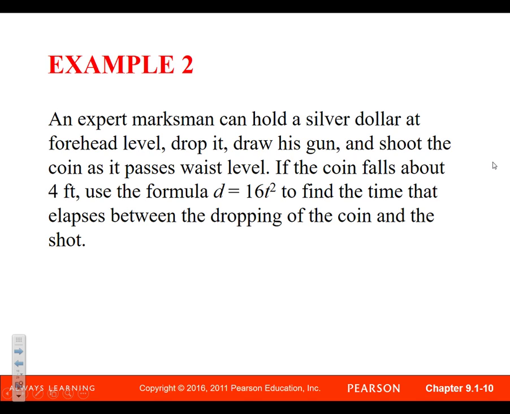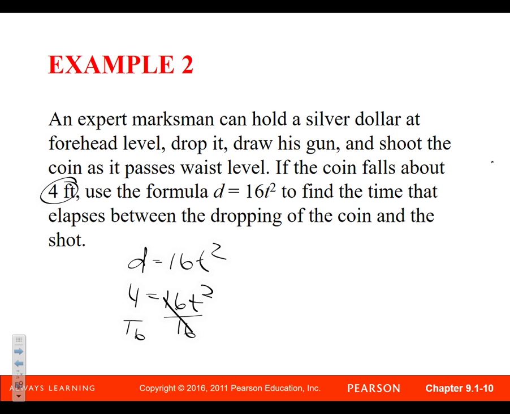If the coin falls about 4 feet, use the formula D equals 16t squared to find the time that elapses between the dropping of the coin and the shot. Okay? So D, what do you think D stands for? Distance. So distance equals 16t squared. If it drops from 4 feet, the question is how much time squared has elapsed. Divide both sides by 16 in this case, which means you've got, what does that simplify to?